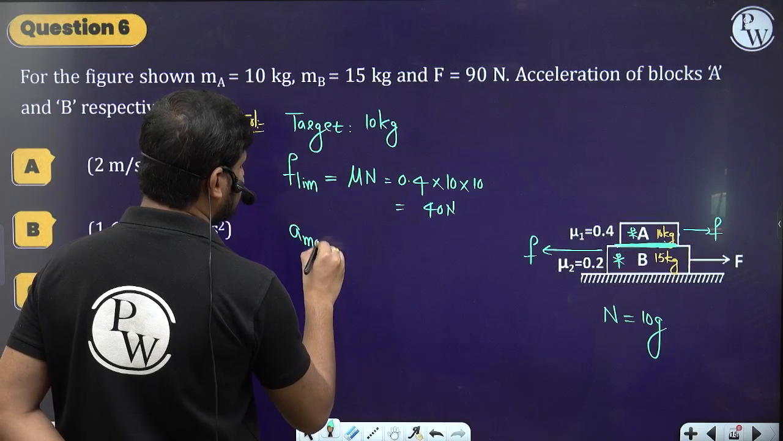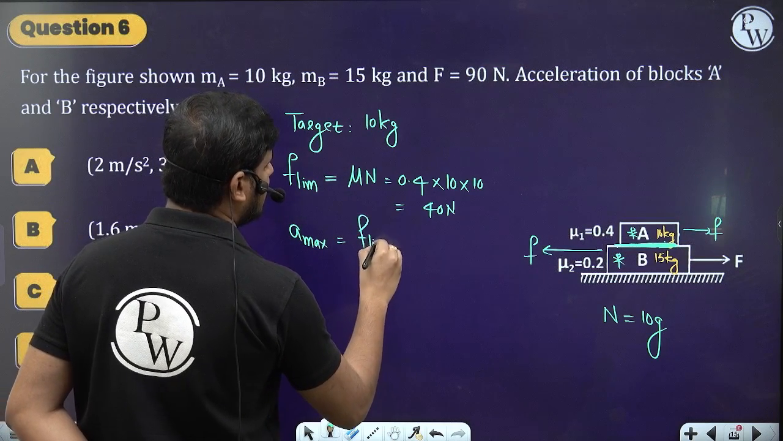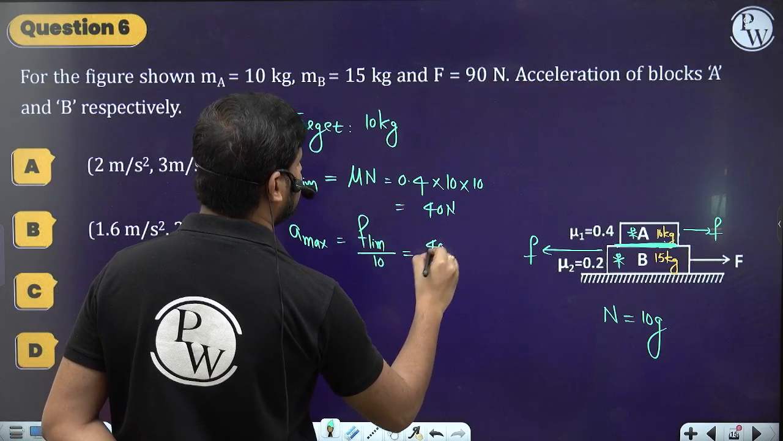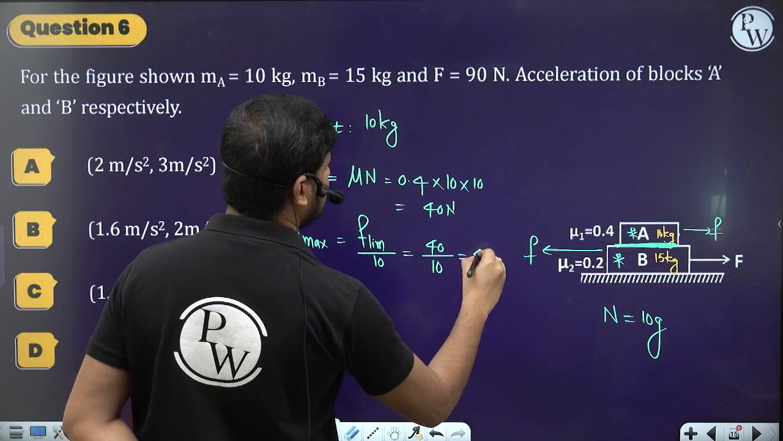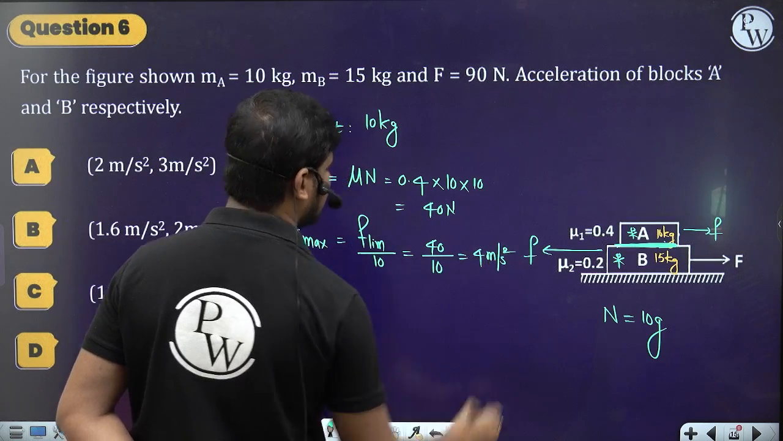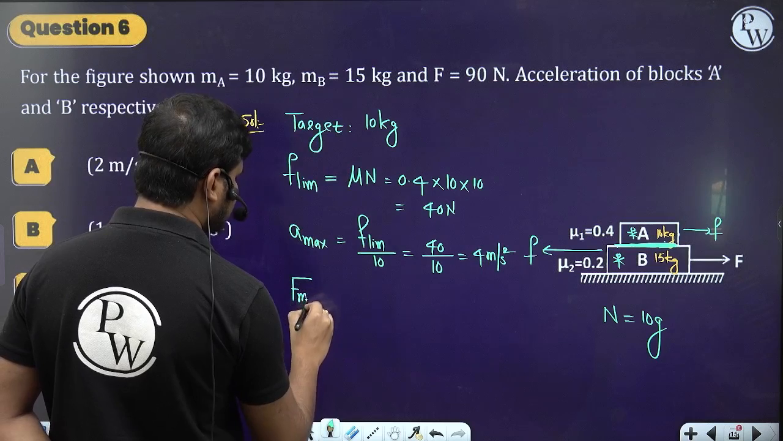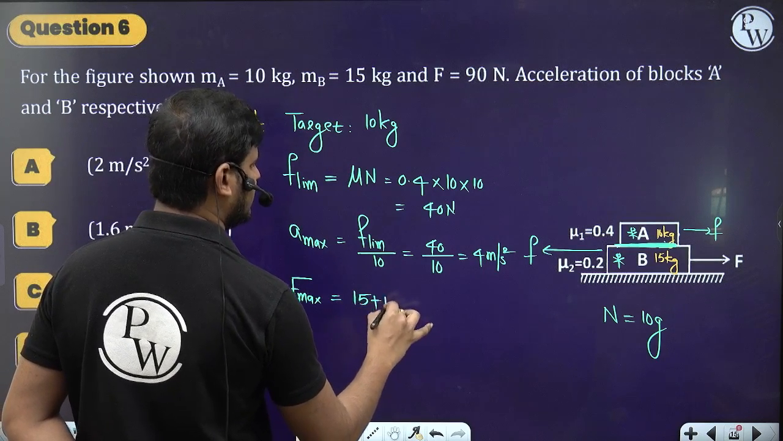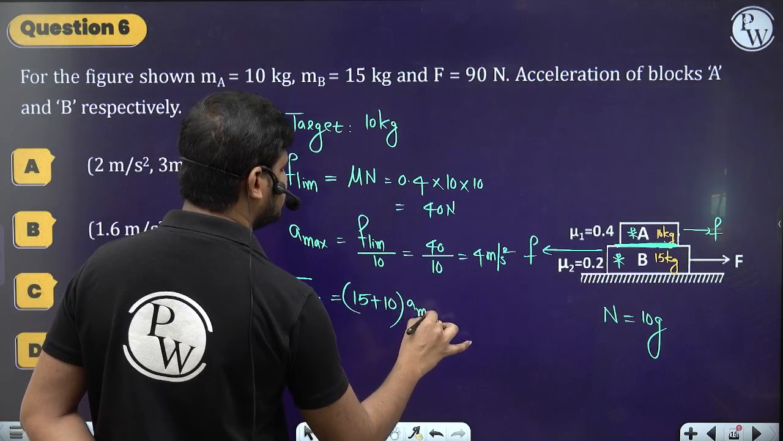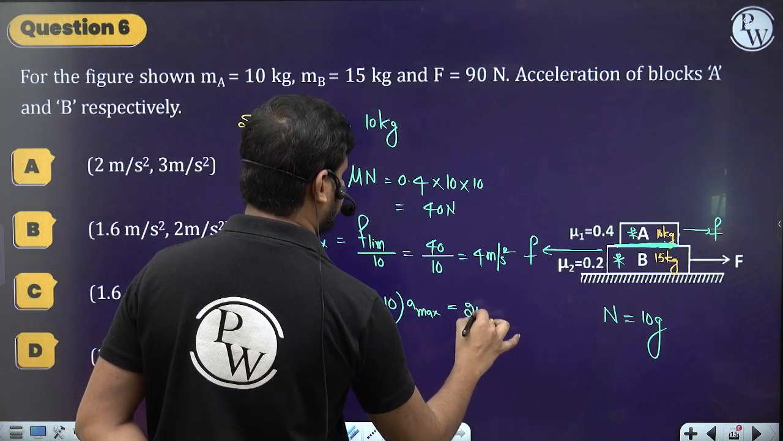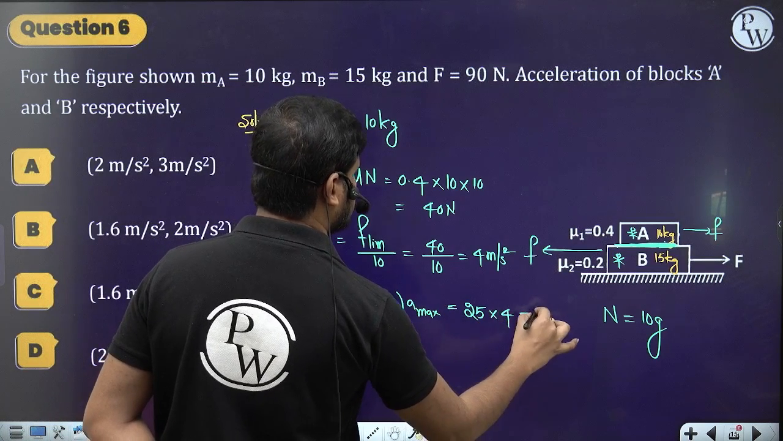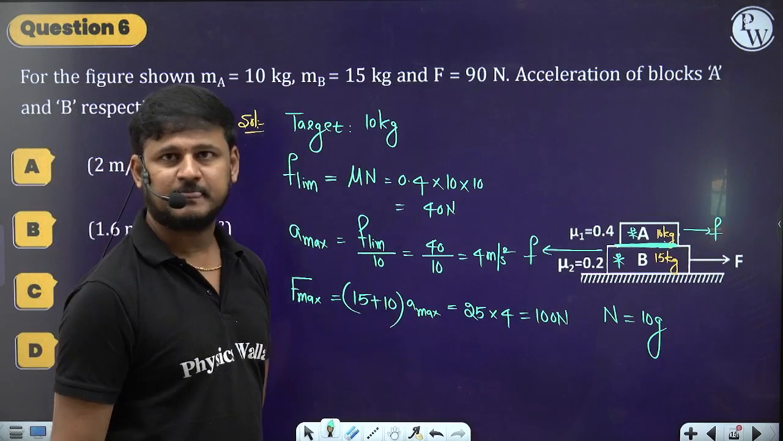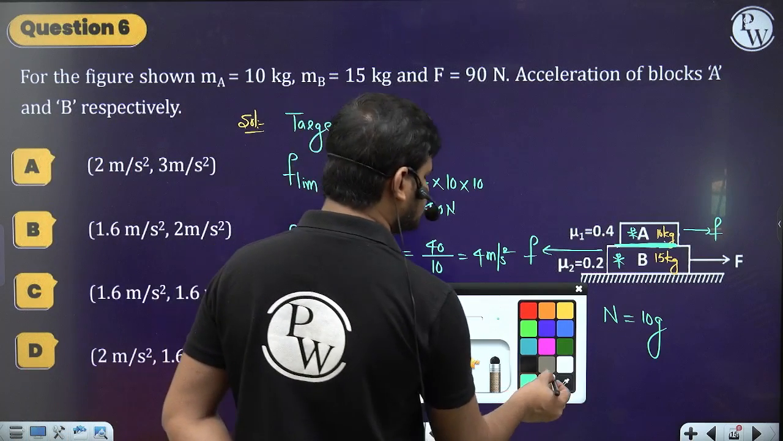So now the next step. A max is equal to F limiting upon the target block mass 10. So F limiting is 40, the target block mass is 10, so 4 meter per second square is the maximum acceleration. Then find the F max, which is equal to 15 plus 10, 25 into the A max 4, so 100 newtons. So up to 100 newtons, both the blocks move together.